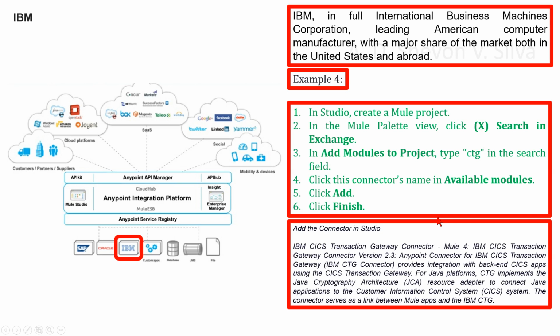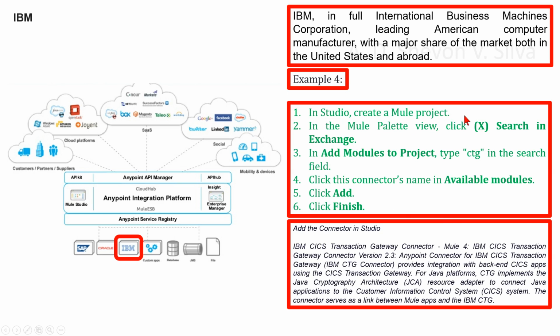For Java platforms, CTG implements the Java Connector Architecture, JCA, resource adapter to connect Java applications to the Customer Information Control System, CICS system. The connector serves as a link between Mule apps and the IBM CTG.